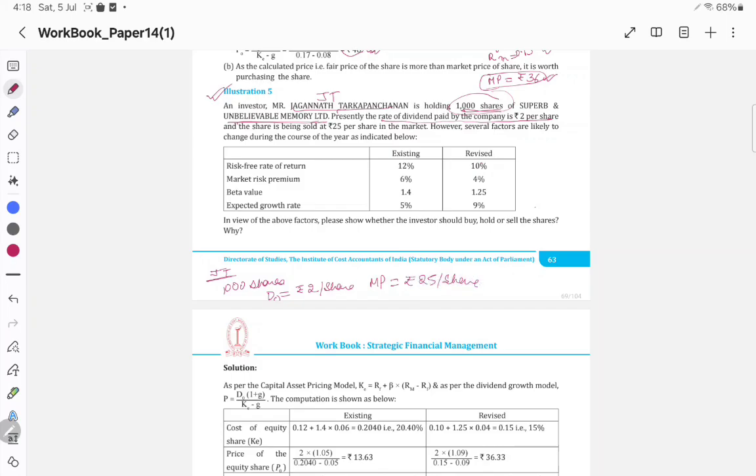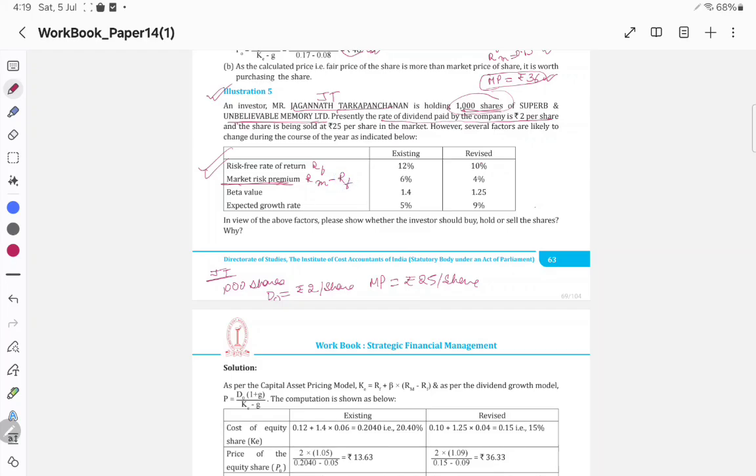Okay, in the market. However, several factors are likely to change during the course of the year as indicated below. So there are many factors which are going to change, which are given over here. So the existing risk-free rate is given. Market risk premium, I told you about. What does market risk premium mean? It is basically RM minus RF. So see, can you see it over here?